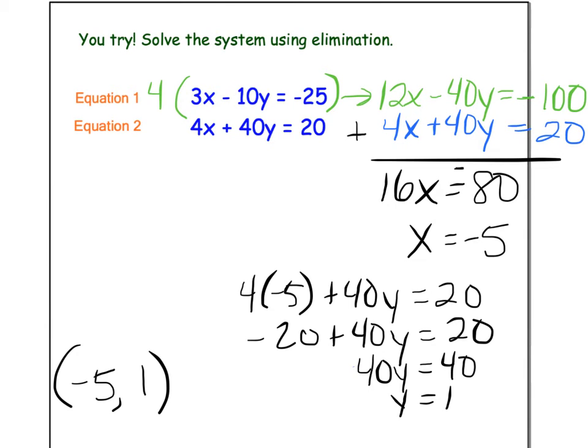Now I chose to eliminate the y's. You certainly could have eliminated the x's, and your answers should be the same no matter how you went about solving this, because there is only one solution to this system, and it is -5, 1.